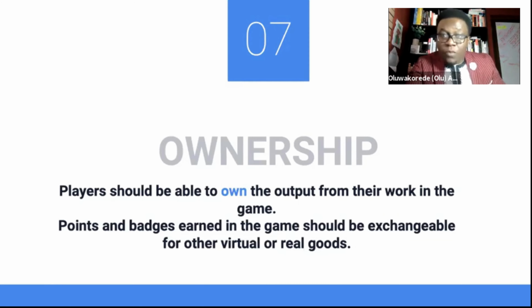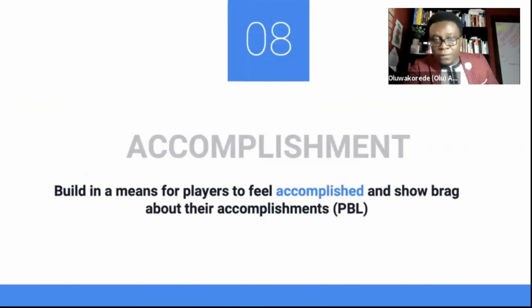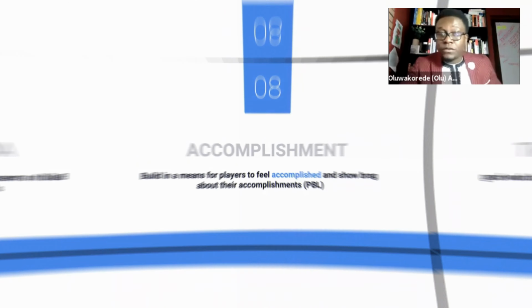And that's one of the reasons why we need to be careful when designing gamified experiences. The players must own. And there must be a sense of accomplishment. Build in a means for players to feel accomplished and show and brag about their accomplishments. Again, this speaks directly to the points, badges, and leaderboard section.